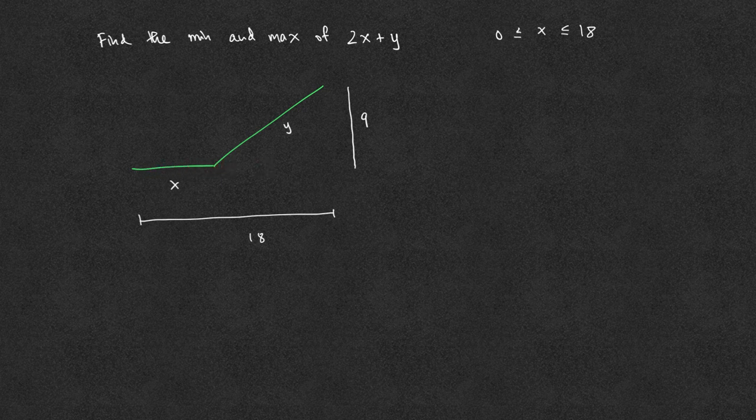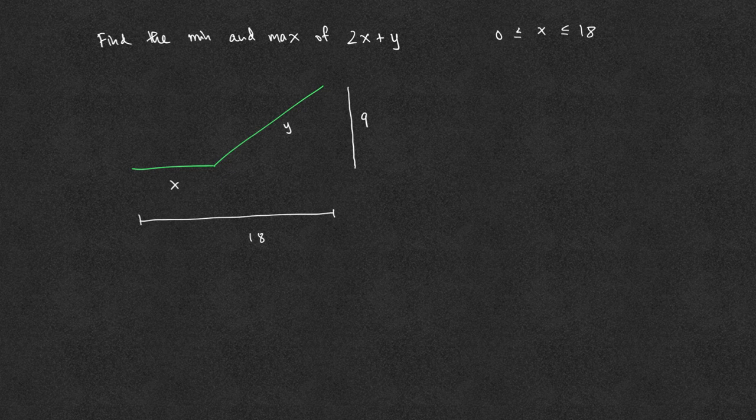to 18. But if we use the longer x, then we will have the shorter y. Our job is to determine which length x and y we should use to find the minimum and the maximum value of this quantity 2x plus y. We first need to rewrite this function in terms of x or y only. But what is the relationship between x and y?